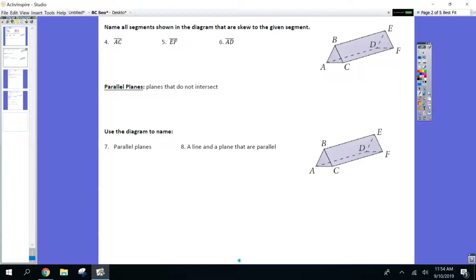So I need you right now, 45 seconds again with your partner: AC, EF, and AD. Name one segment that is skew to it. Skew. It's not on the same plane. It's not parallel to it, and it won't intersect it in 3-dimensional space.